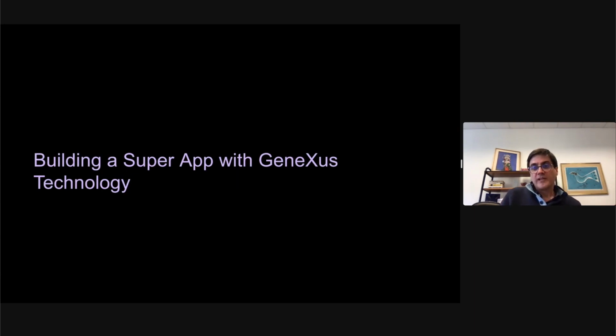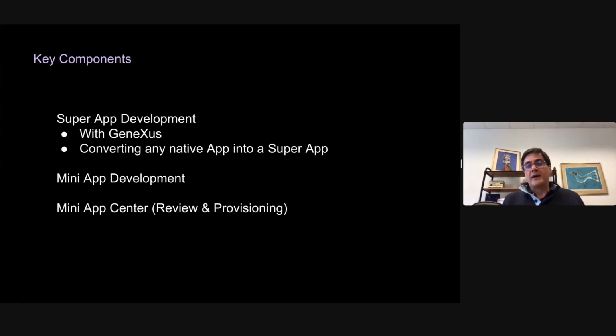So now we're going to talk about what it would look like if you want to build a super app with the GeneXus technology, which is what we're working on at the moment. There are three key components in a super app solution. First of all, the development of the super app itself. This could be from scratch. With GeneXus, you have the possibility of developing a super app from scratch. And the other scenario, and we're working a lot on this with some partners, is the possibility of converting any native app that was not necessarily developed with GeneXus into a super app.